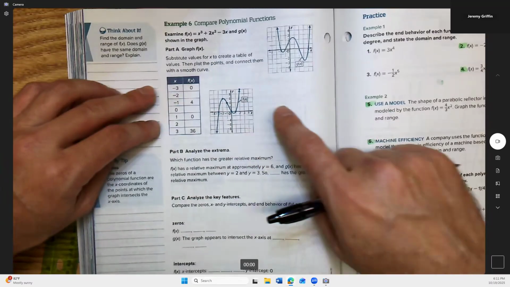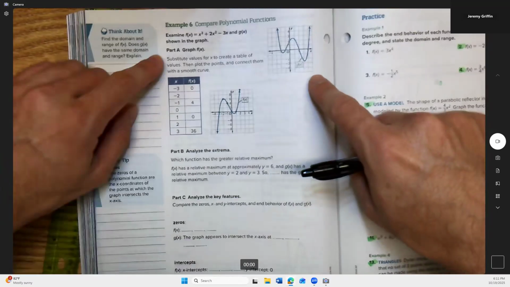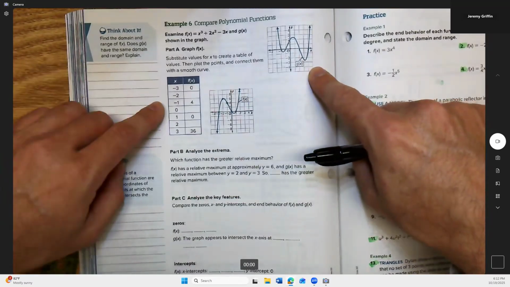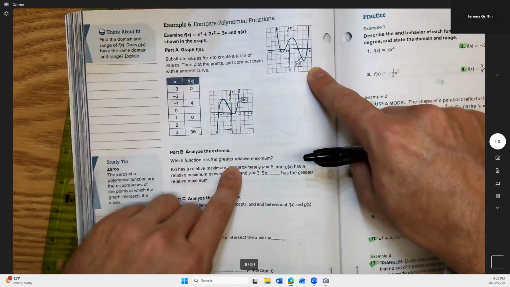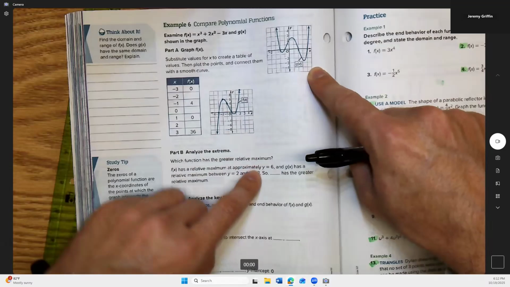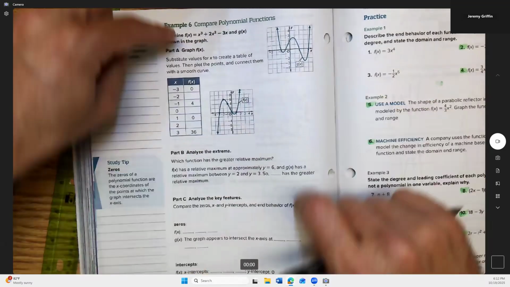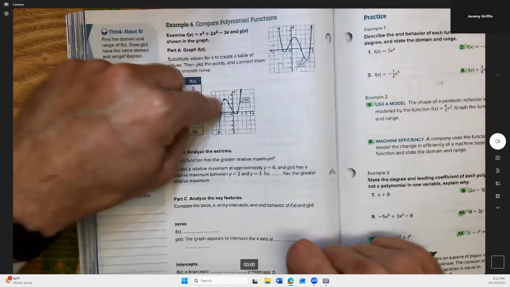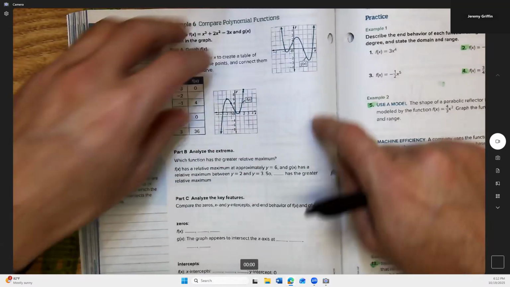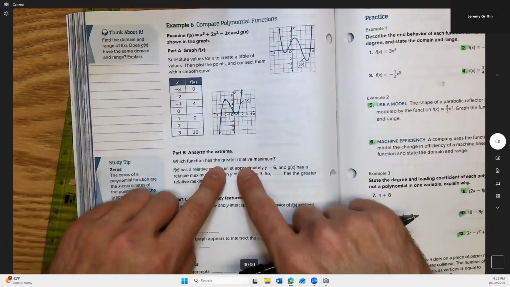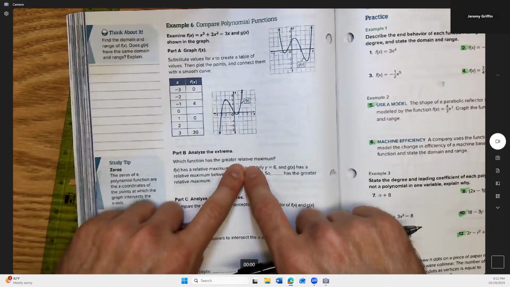I want you to compare it to, why do they have g of x here? Yeah, which function has a greater relative maximum. Okay, here's compare polynomial functions. So comparing this f of x, which they gave this equation and part of this table and this graph, this all goes together. They're comparing that to this g of x here. So which one has a greater relative maximum, for example?